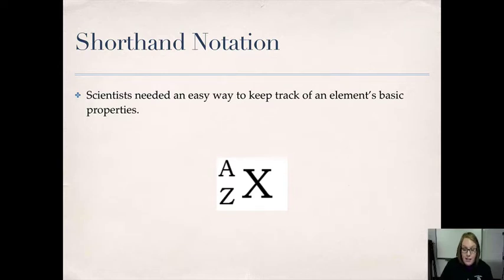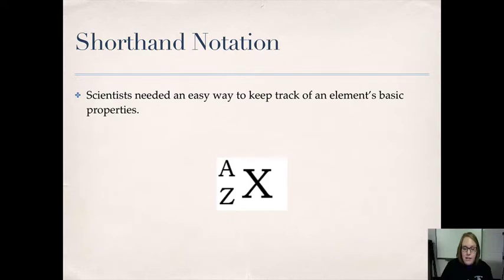You should notice the X, and this is the main focus of shorthand notation. The X is going to represent an actual element. For example, if we were to pick phosphorus, we would use the element's symbol, P, in place of that X. The A also represents something. The A is going to be the element's mass. Remember, in class, and also in the previous video, we learned that mass is equal to the element's protons plus their neutrons. The Z in shorthand notation represents an element's atomic number.